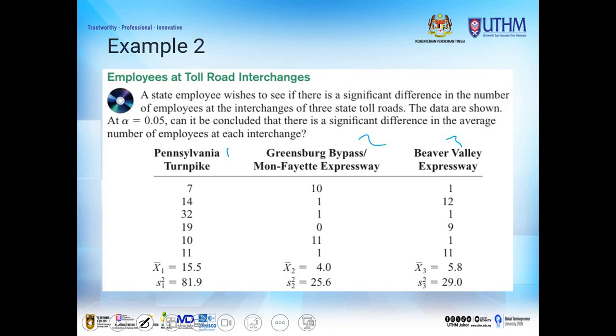Okay, actually, in order to identify which one is the claim, remember, not all the time H0 will be the claim. Not all the time H1 will be the claim. It's vice versa. There's a possibility that either H0 or H1 can be the claim. So the mean for Pennsylvania is given, the mean for Greensburg is given, the mean for Valley is also given, and the variance is also given for each of these groups.